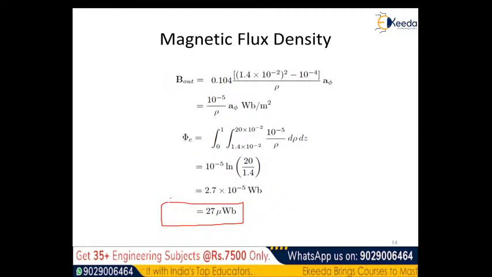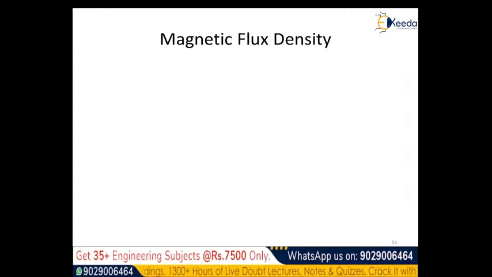The total amount of magnetic flux that is crossing the given plane, defined by phi equal to 0, z greater than 0 but less than 1, and rho greater than 1.4 centimeter but less than 20 centimeter, in this particular case is equal to 27 micro Weber. So this way we have a solution to part C of the problem statement as well.